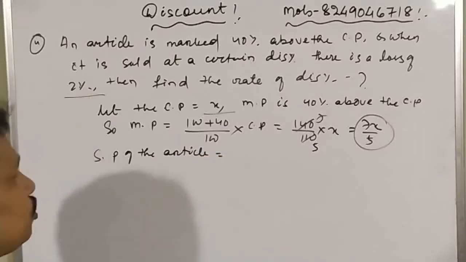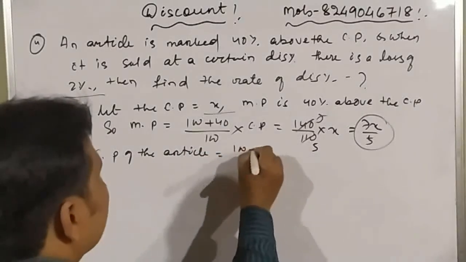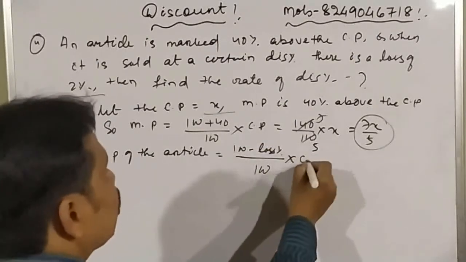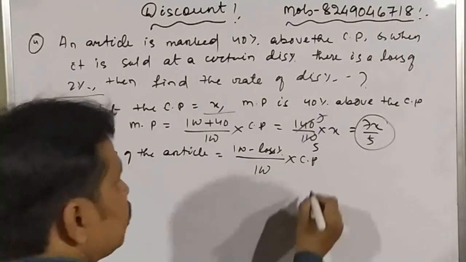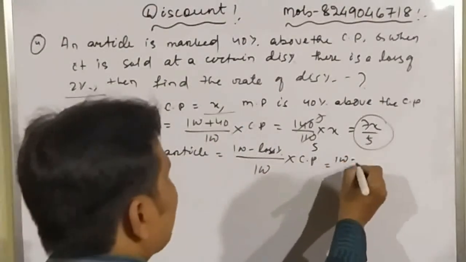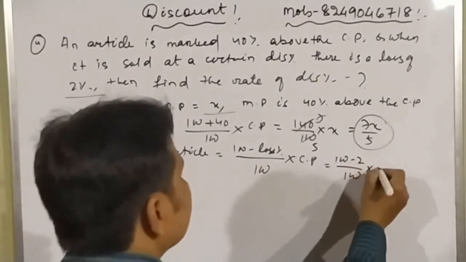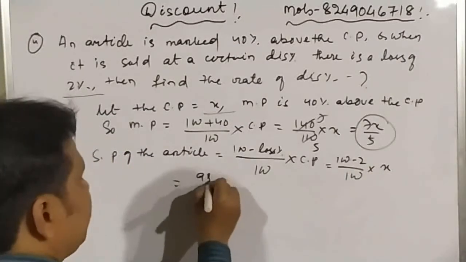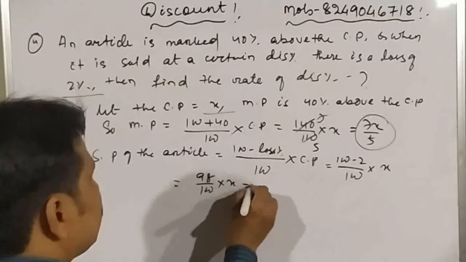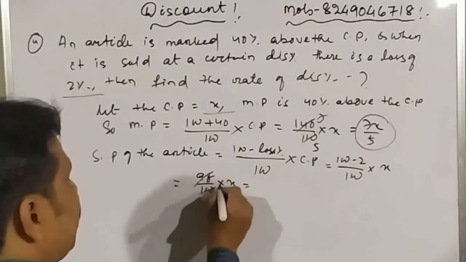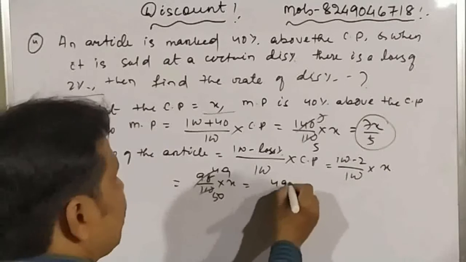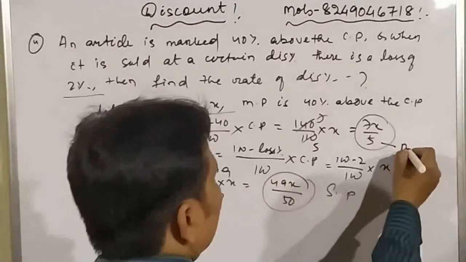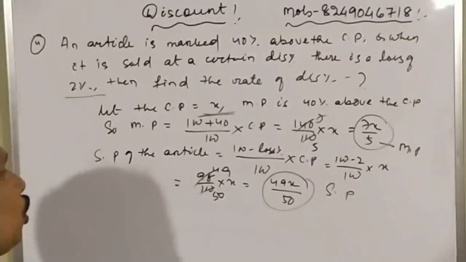2% loss. Then we can use the direct formula. What? 100 minus loss percentage divided by 100 into cost price. Yes or no, student? So this equals 100 minus 2 by 100 into cost price, which is x. Finally 100 minus 2 is 98 by 100 into x. So here it can be cancelled. It is 50 and this is 49. So the result is 49x by 50. This is our selling price and this is our mark price, and we have already taken the cost price.